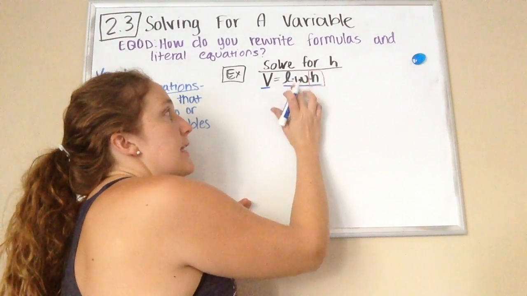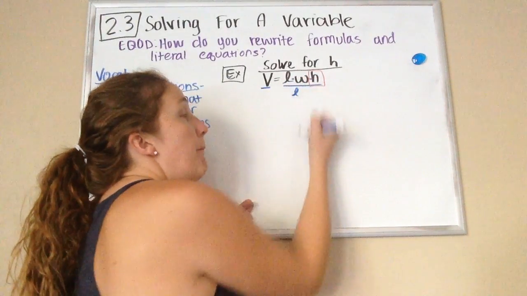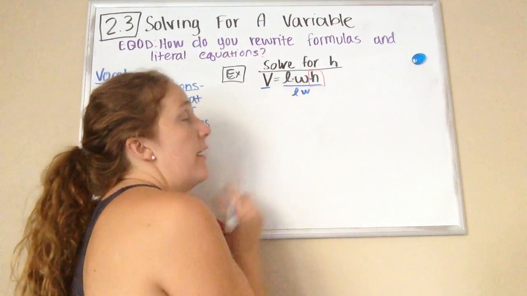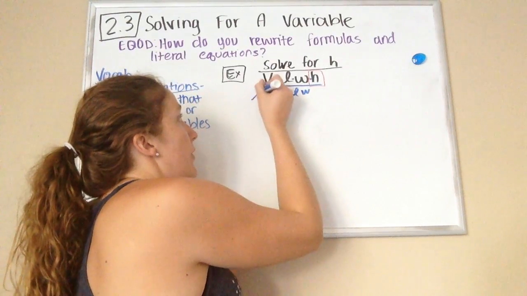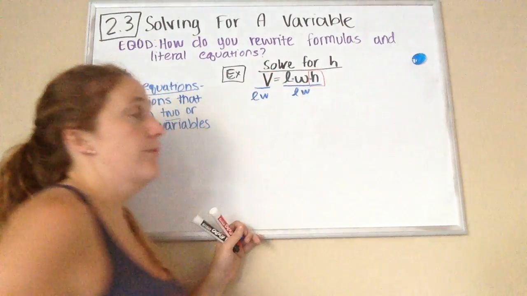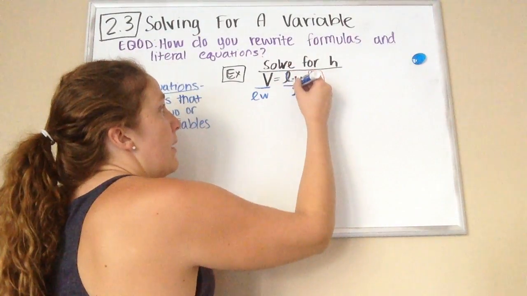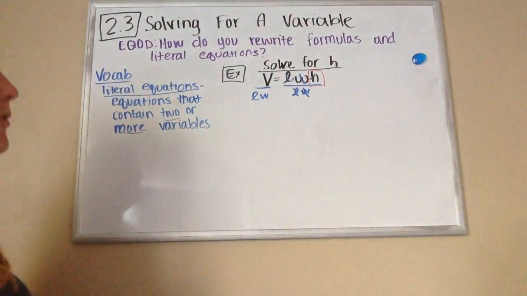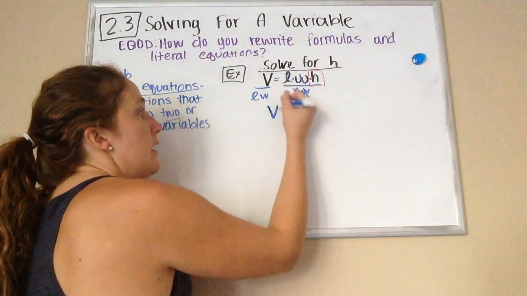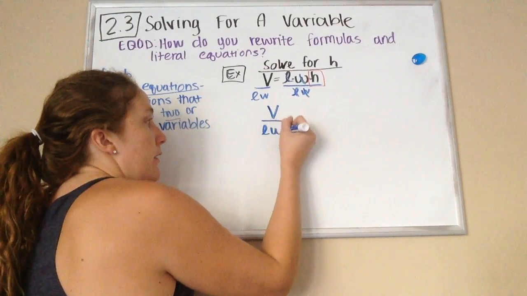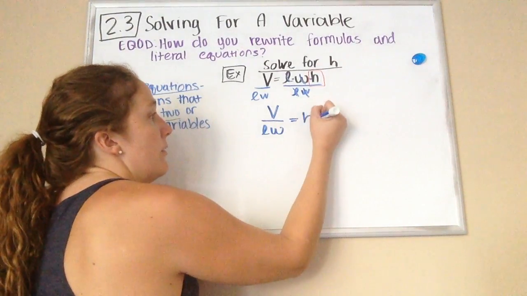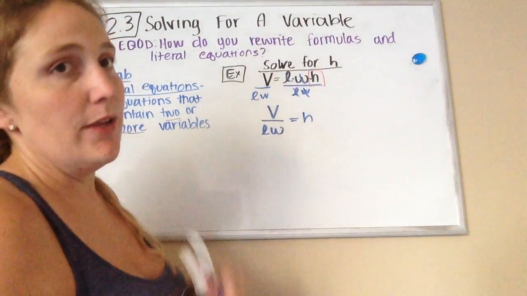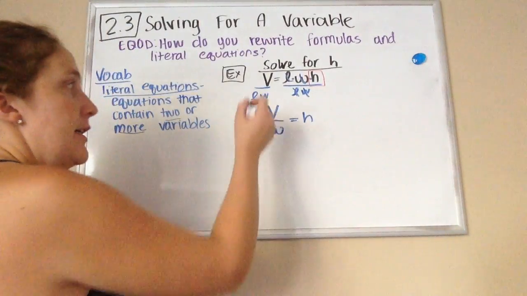So if we want H by itself, we need to cancel out, or divide by, both L and W. We need both L and W to be canceled out. So we've got L divided by L, that just gives us 1, those cancel out. W divided by W, that just gives us 1, that cancels out too. And we get V divided by LW is equal to H. So that's what we're doing here. We're getting whatever variable they tell us to by itself. So this could be our answer.